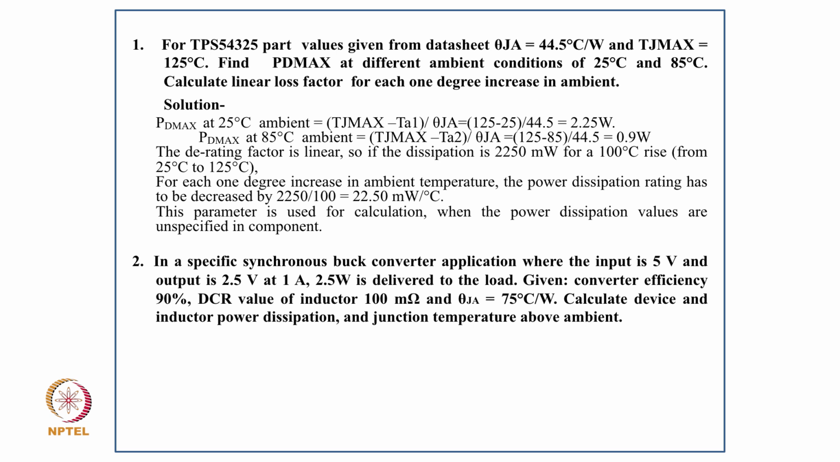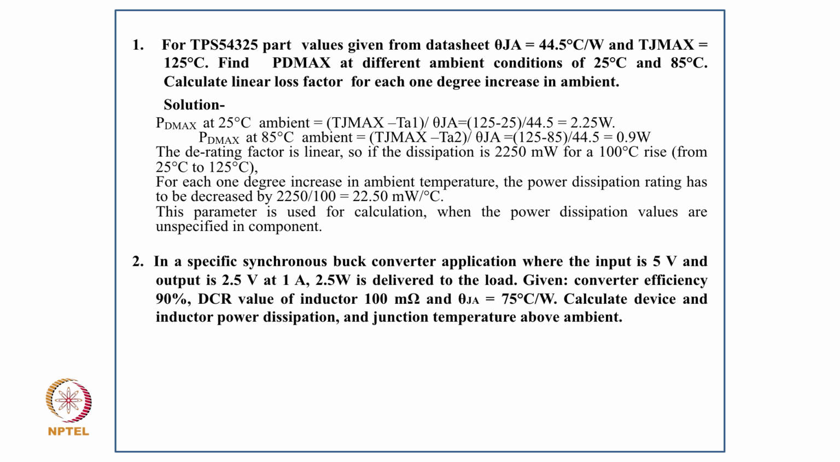So the derating factor is linear, so the dissipation is 2250 milliwatt for a 100 degree rise from 25 to 125 degrees centigrade. For each 1 degree increase in ambient temperature, the power dissipation rating is decreased from 2250 by 100, that's 22.50 milliwatt per degree Celsius. So this parameter is used for calculation when power dissipation values are unspecified in the component.